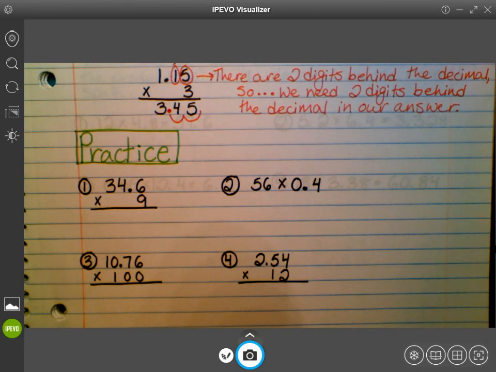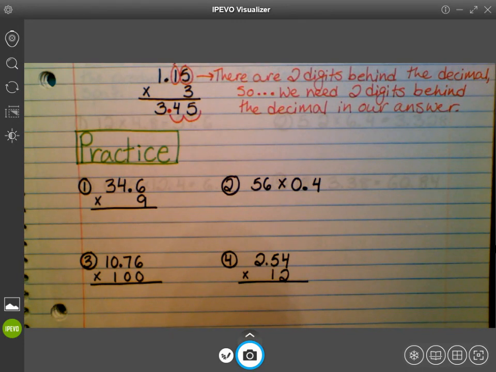Fifth grade, we're going to look at these together. I know that some of you may still be working, so I want you to make sure you're following along with me and getting them written down as we go. So, number one, we have 34 and 6/10 times 9.